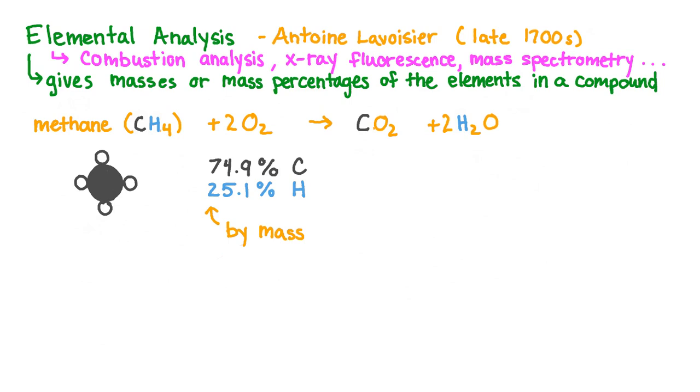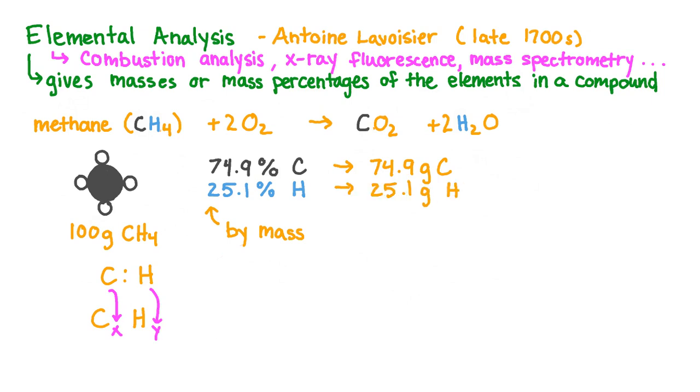So how can we use these experimental results to come up with the chemical formula of methane? We're essentially aiming to come up with a ratio of the amount of carbon to the amount of hydrogen that's in the methane sample. Let's say we had 100 grams of methane to start off with. 74.9% of 100 grams is 74.9 grams, so we'd have that much carbon. And we'd have 25.1 grams of hydrogen in our methane sample.